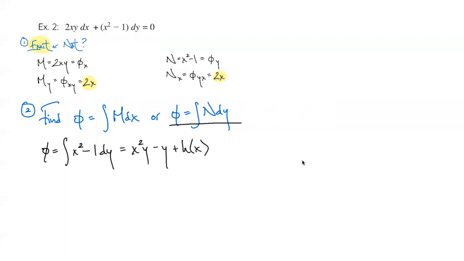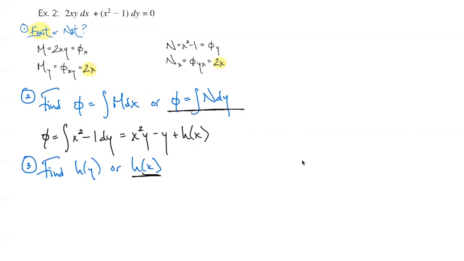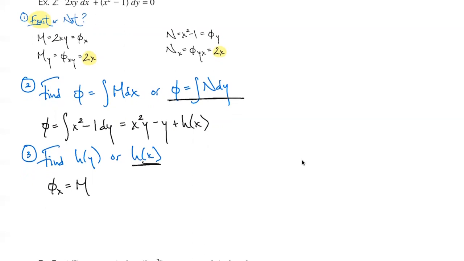That leads us to our third step, where we actually have to find h of y or h of x. In this case, because I chose the integral of N dy, I have to find h of x. I'm going to find that by saying that phi sub x is going to equal the M from the very beginning. So if I take the partial of this with respect to x, I'm going to get 2xy minus 1 plus h prime of x.